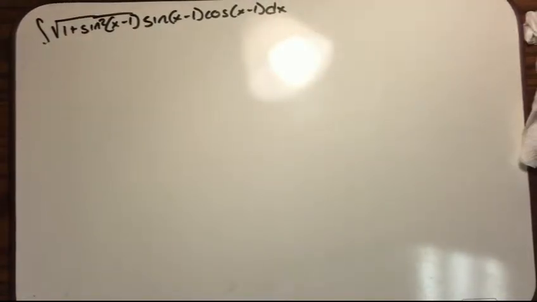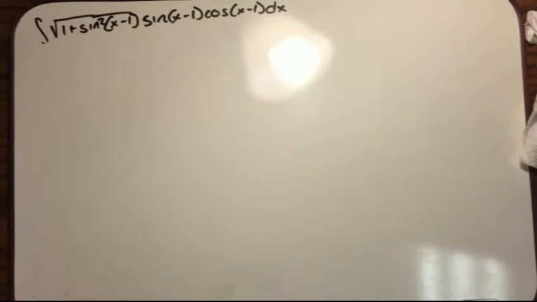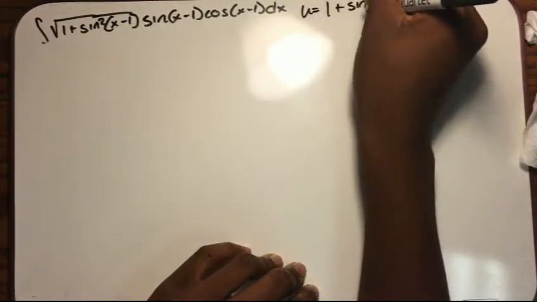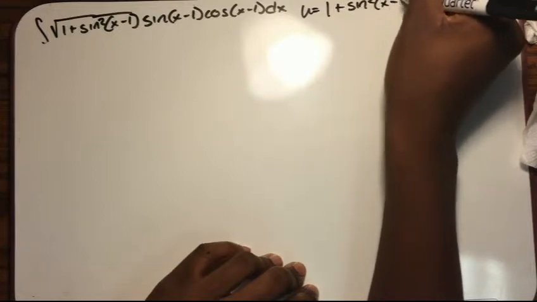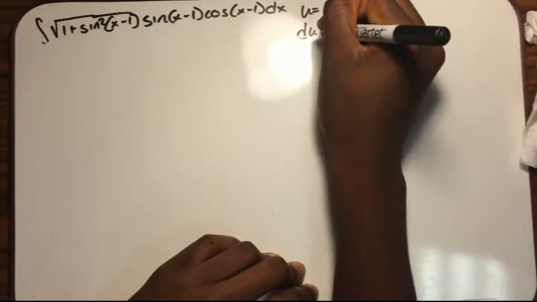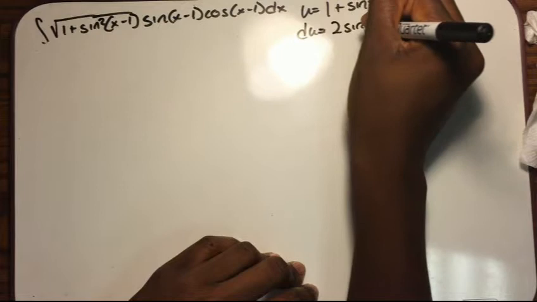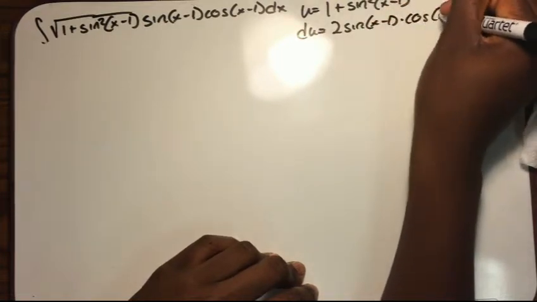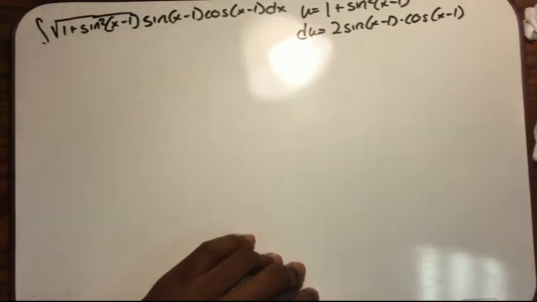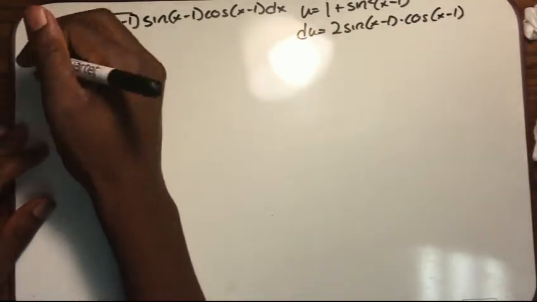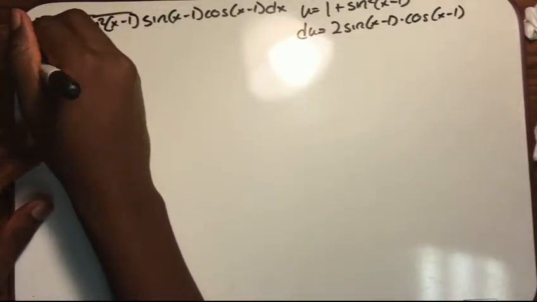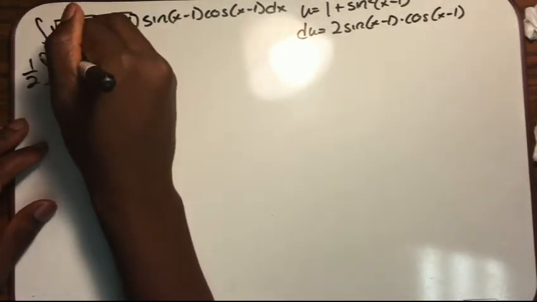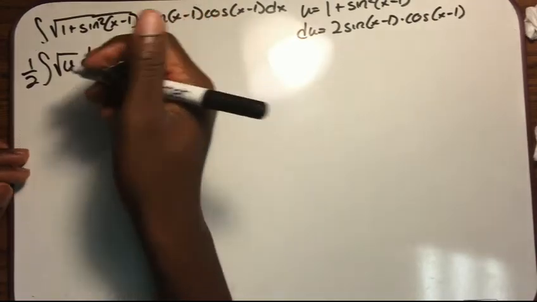And now the final substitution is using u, which is equal to 1 plus sine squared of (x minus 1). So our du is equal to 2 sine of (x minus 1) times cosine of (x minus 1) dx. And what you end up getting is 1/2 times the integral of the square root of u du.